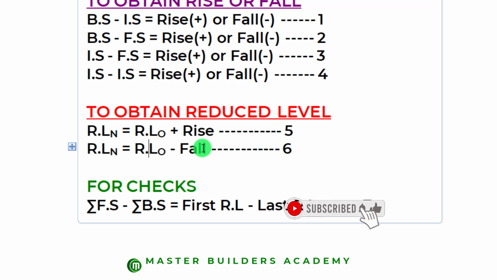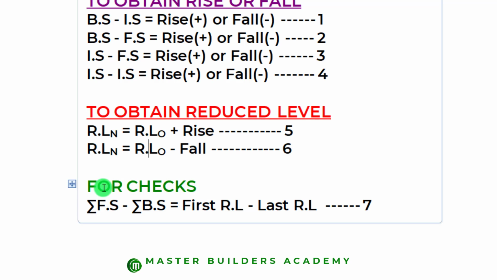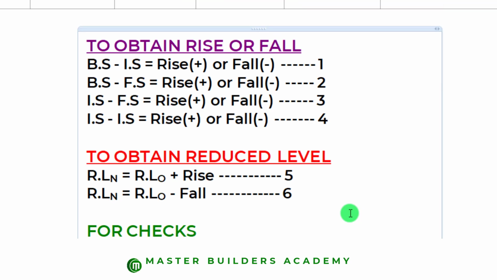So equations five and six are actually the same, only on the ground that rise is positive, fall is negative. Then finally, to check whether what you have done is adequate, you can use this equation here as an arithmetic check. The summation of all the backsights minus the summation of all the foresights, and the difference between the first reduced level and the last reduced level, you should have the same result. And this is what we will check with equation seven. So I believe you may not properly understand what I have said so far.